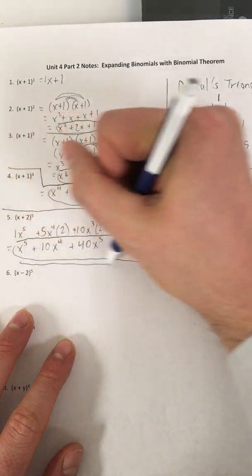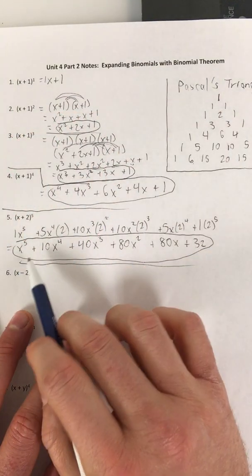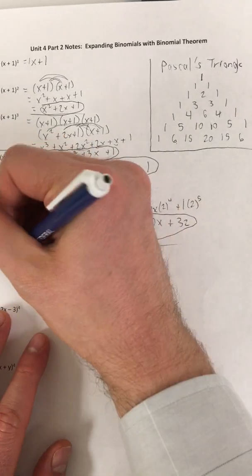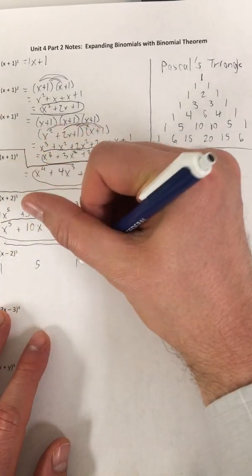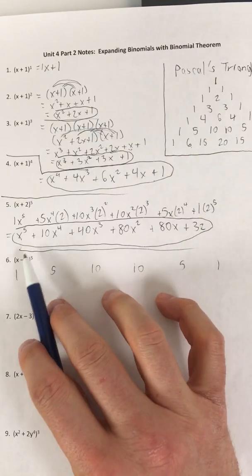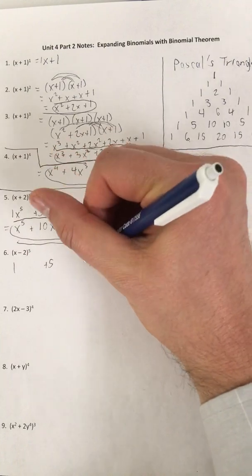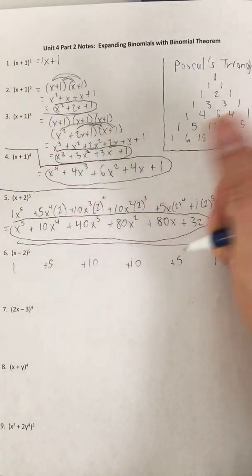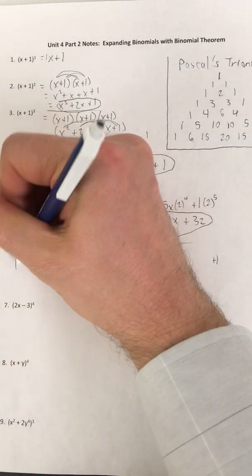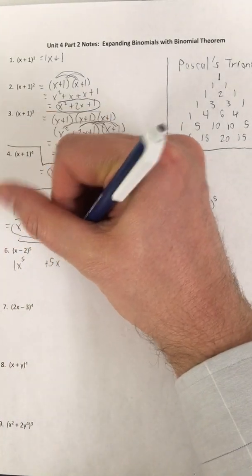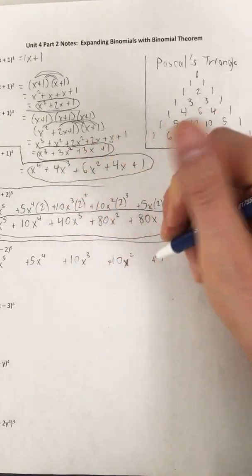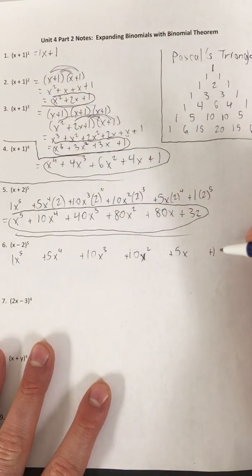All right, if I'm following the same pattern, so again, it's 5th power, so I'm going to use my row with the 5s. 1, 5, 10, 10, 5, 1. And yes, I know it's a minus right there, but I'm going to put pluses for now. We'll use that negative in just a minute. All right, so again, this one, I'm going to start with x to the 5th, x to the 4th, x to the 3rd, x to the 2nd, x to the 1, and then no x on that one.